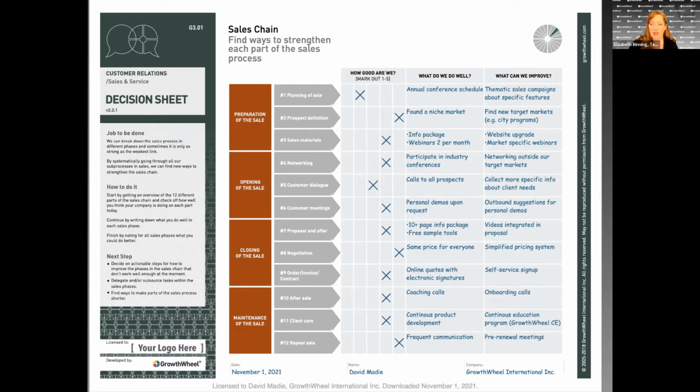In terms of opening the sale, we do pretty well with networking. Maybe we could find other target markets, find more clients for our funnel. We could also improve at client and customer dialogue, collecting more information about our customers' needs. We do offer personal demos upon request, but we could do more outbound sales instead of waiting for calls to come to us. When it comes to closing the sale, we send out extensive packets of materials with our quotes, and we offer free samples of tools, but we could improve that by adding more videos into the electronic proposal.